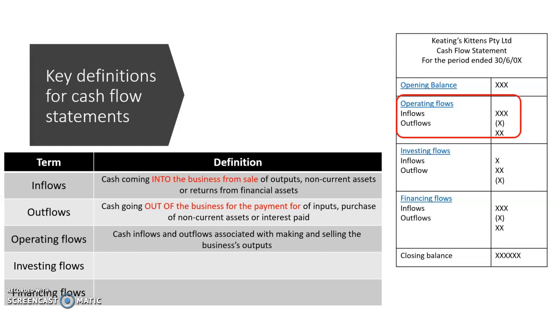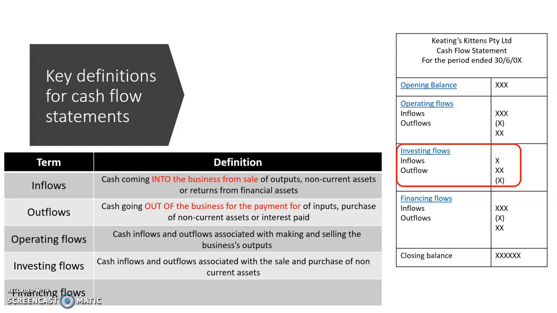We've got our operating flows. Operating flows can be cash inflows or outflows, but they're associated with making and selling the business's outputs. So an operating inflow is primarily going to be the proceeds from the sale of the business's outputs. However, your operating outflows are going to be things like payment for your expenses, paying your suppliers, paying your staff, etc.